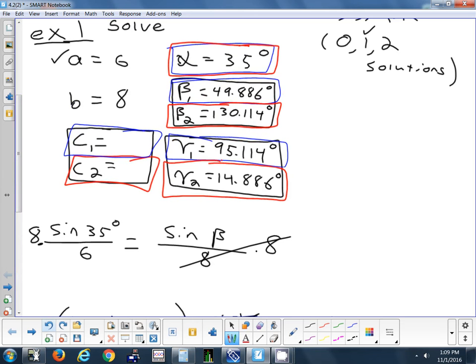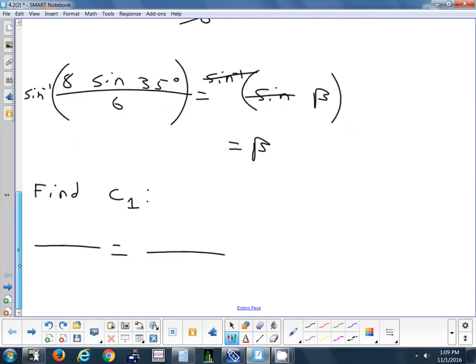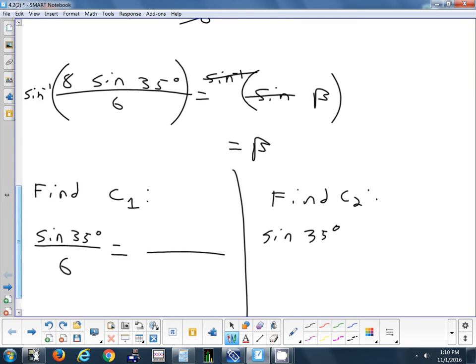It's not wrong. You could use the second row. It's just you're going to have to deal with all those decimals. We're still going to have to deal with decimals, but at least if we use the top row, it's a little less. So you do sine 35 degrees over 6. Yep. Sine 35 over 6. And in fact, when I find C2, we're going to start the same way. So I'll write it right now. Sine 35 over 6.